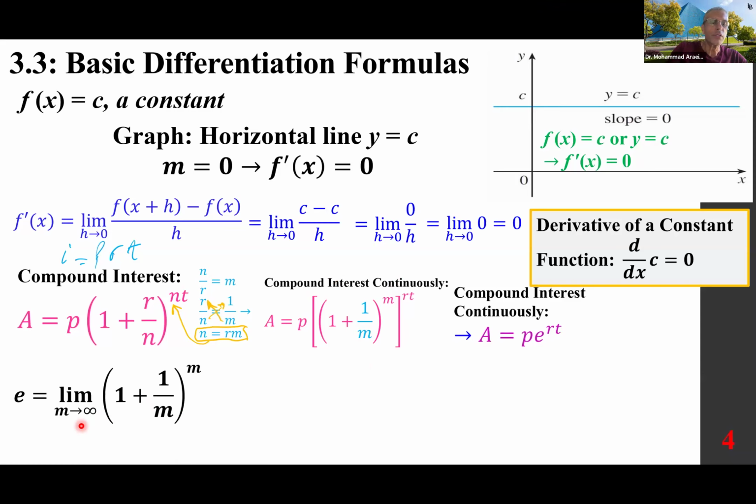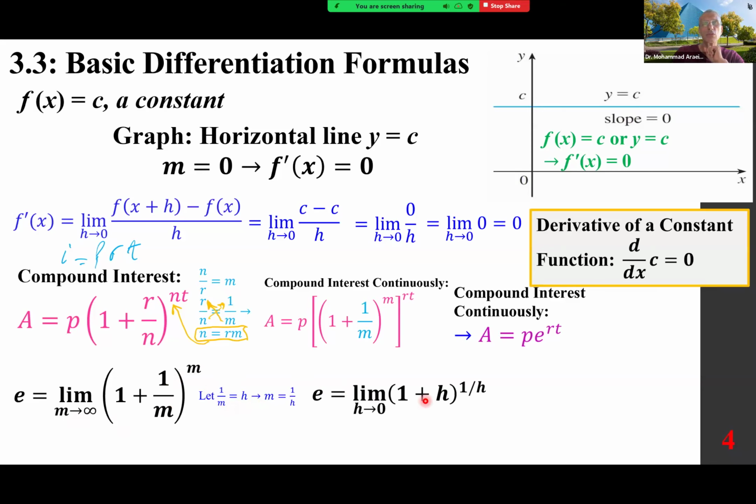Now, 1 over m, if we let it be a variable x, y, z, h, then m is 1 over h. So I can replace the 1 over m with h, and m with 1 over h. So if m is approaching infinity, 1 over m is approaching 0, so h is approaching 0. I hope you recognize these two are just the same with this manipulation we did here.